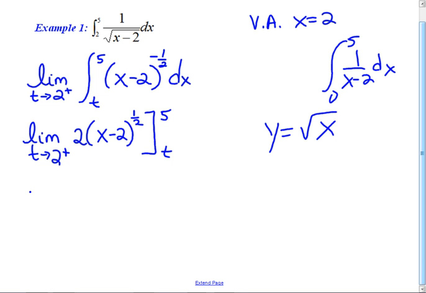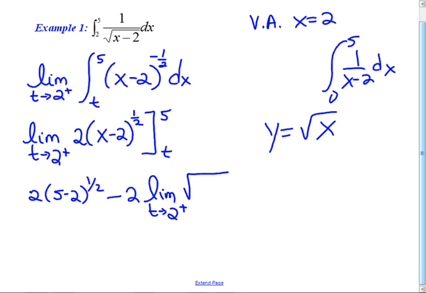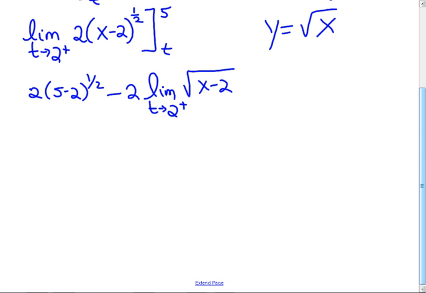So first we put in 5. There's no limit there, so it's 2 times 5 minus 2 to the 1/2, and I know it seems silly to write that out. I could have just written 3. But if somebody wants to read my work, then they could say, where did 3 come from? At least this shows that. And then it's minus 2 times the limit as t approaches 2 from the right of the square root of x minus 2. I prefer to see it in root form. Well, this is 2 times the square root of 3.